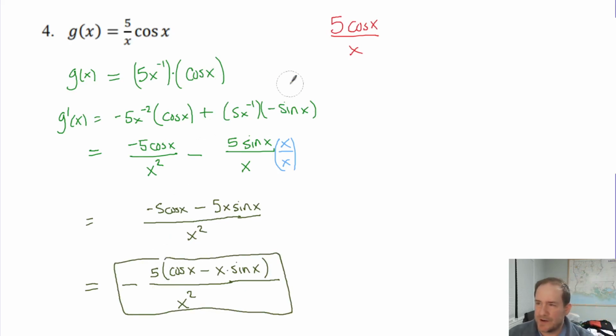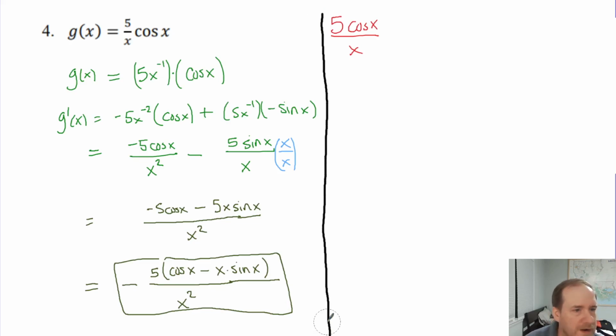So that was product rule, which is what we probably should have been doing because it's on the product rule worksheet. But let's do it again as a quotient rule problem. And I think you'll see that it feels a little bit easier.